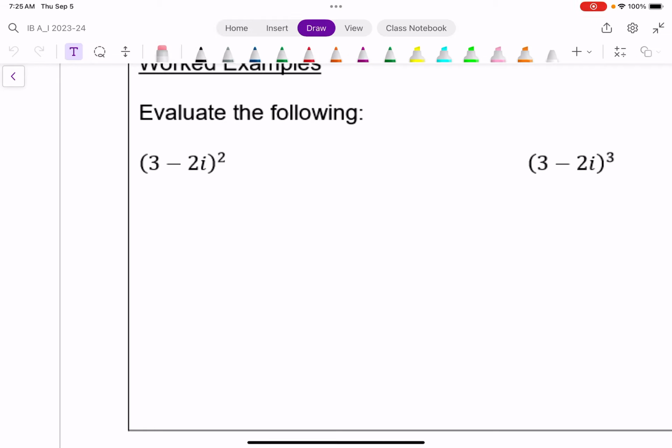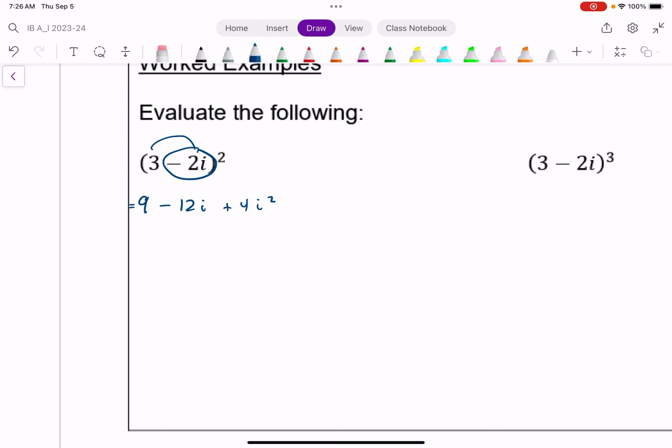It's just a perfect square binomial, so we'll have 3 terms. 3 squared, which is 9. The middle term will be 3 times negative 2i twice, so you'll have negative 12i for the second term, and the last term will be negative 2i times itself, which is positive 4i squared. I'll write it like that at first.